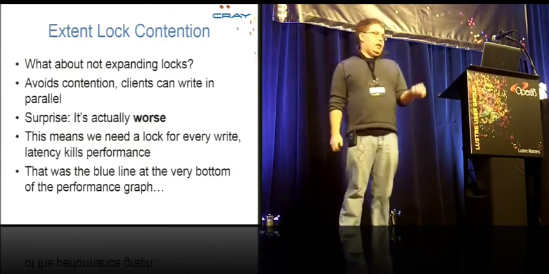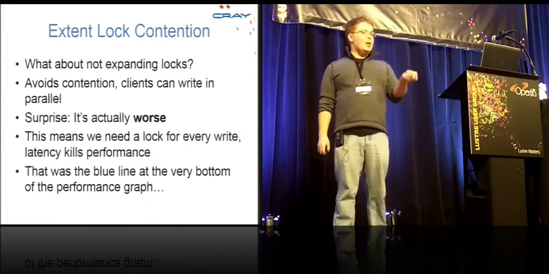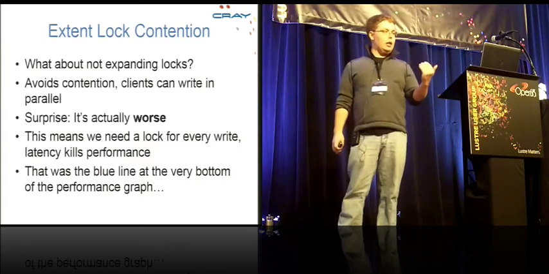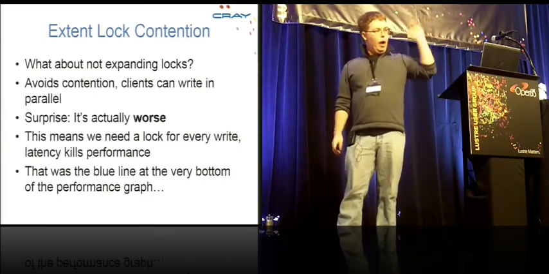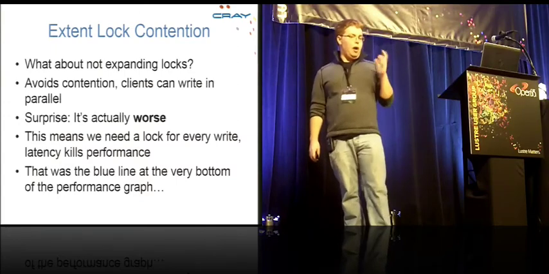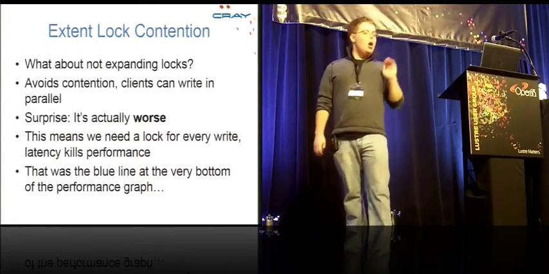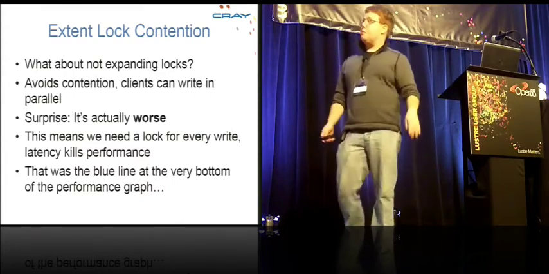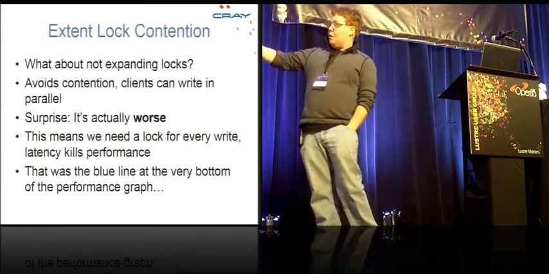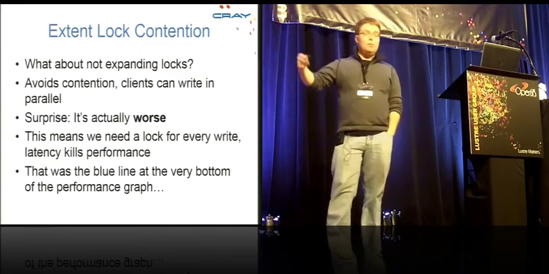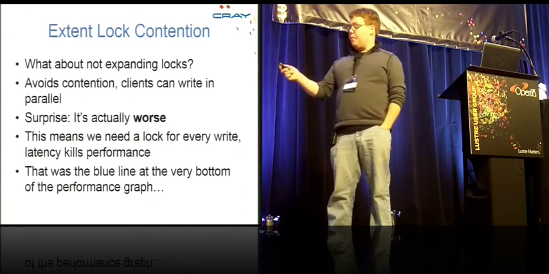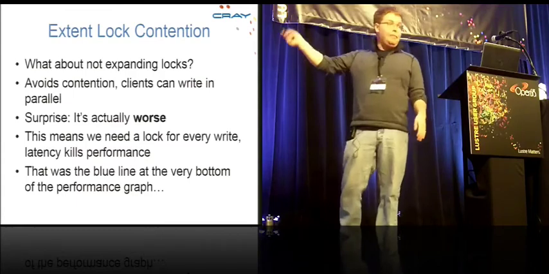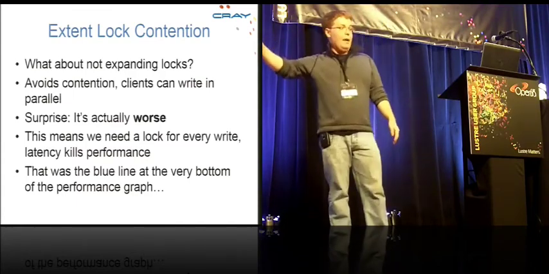The reason for that is that when you're in that mode, you need to get a lock for every single write. So instead of the process for a write being go to server, get lock, then write, the process for every single write is go to server, get lock, go to server with write data. So you have an extra round trip for every single write. And what we found was that that's actually slower than simply doing the lock exchange, because that increased latency. So that was the blue line at the very bottom of the graph where performance was bad and stayed bad all across.